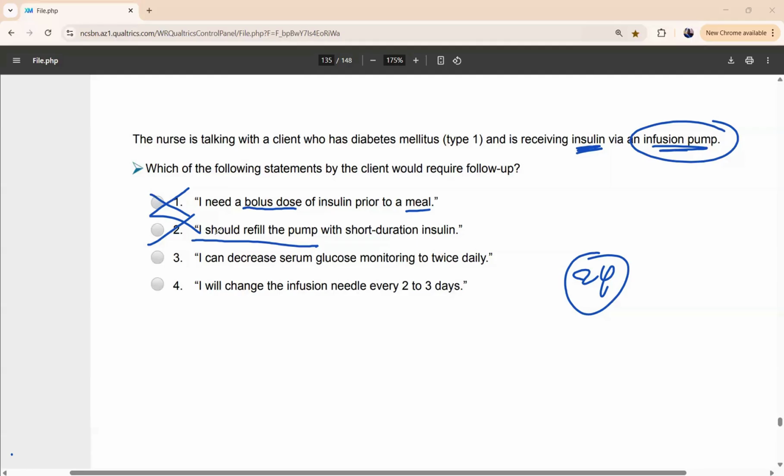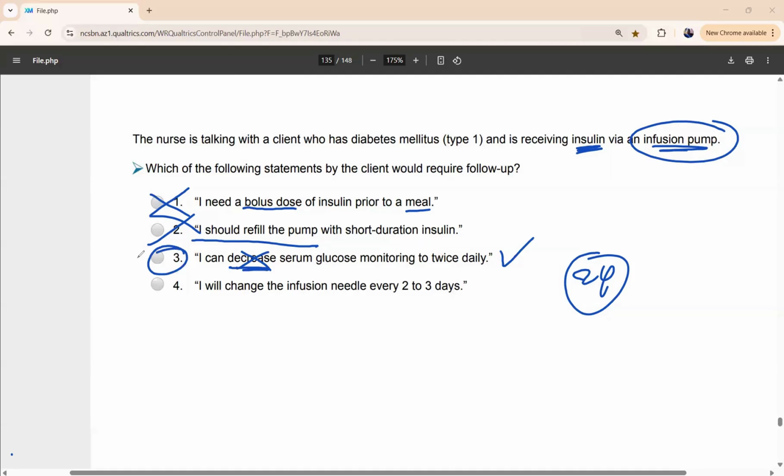We don't decrease it. It's just like saying patients should decrease the amount of time they check their blood pressure. No, we don't decrease. Right? So the keyword right here is decrease, that is screaming red flag. So now this is what requires follow-up, because the patient is saying I can decrease my serum glucose monitoring to twice. No, you cannot. Not even when you are receiving insulin, because you are at risk for hypoglycemia, you cannot decrease it. So this is the one that requires follow-up right here.